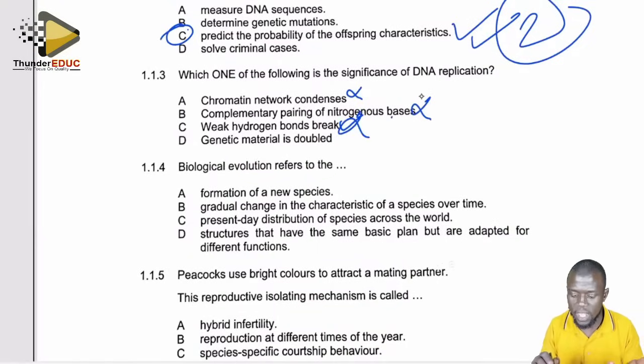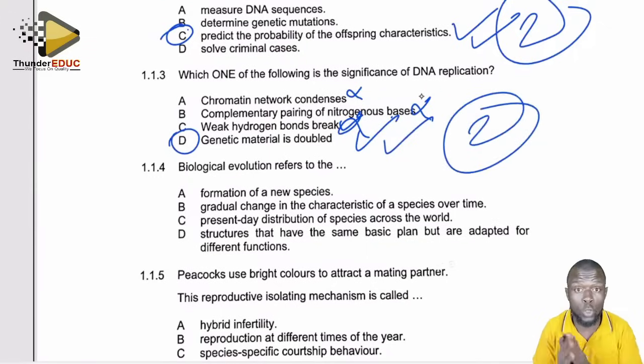The most correct answer is the only option which is remaining, and they're saying that the genetic material is doubled. You double the genetic material so that when the cell divides, each cell must have an equal amount of the genetic material. So that's the function of DNA replication, so that it can bring about the multiplication of this DNA, so that during the division of the cell, the genetic material can be equal in each cell. So the answer becomes D. So D becomes the most correct answer, and then you get those 2 marks.